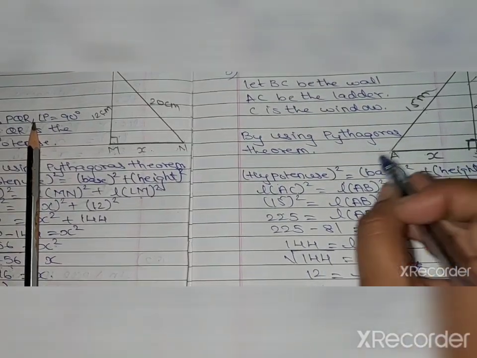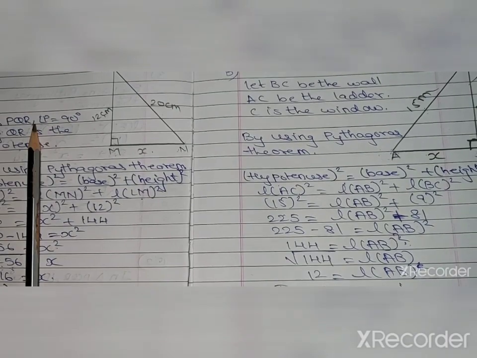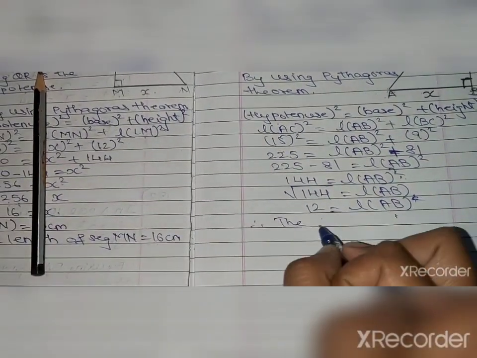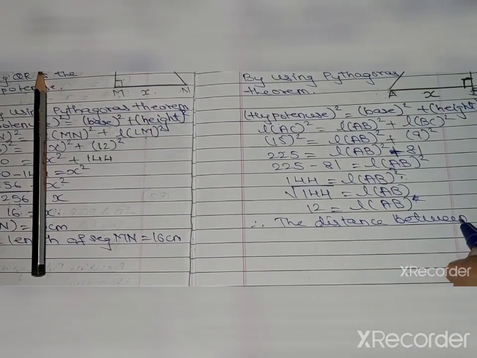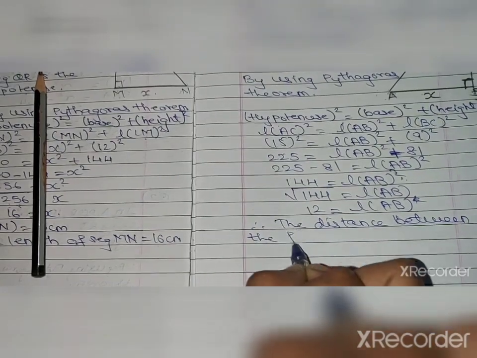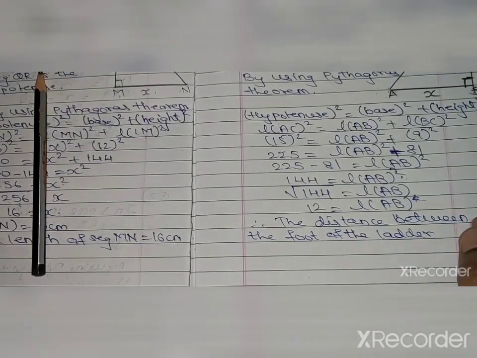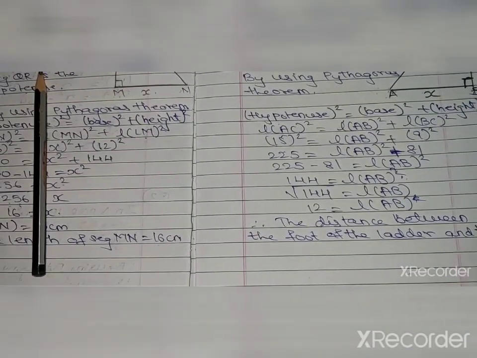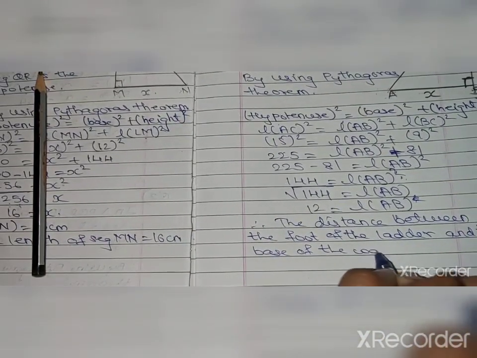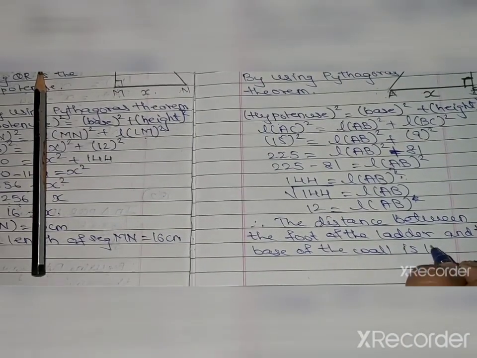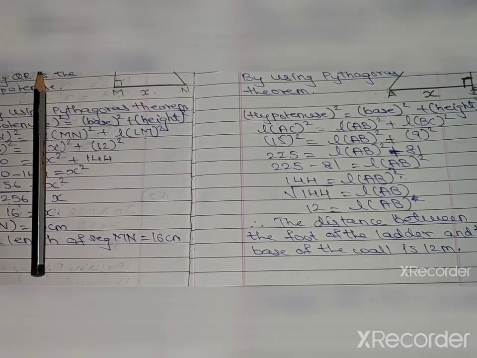Therefore, the distance between the foot of the ladder and the base of the wall is 12 meter. I hope you understood this practice set.